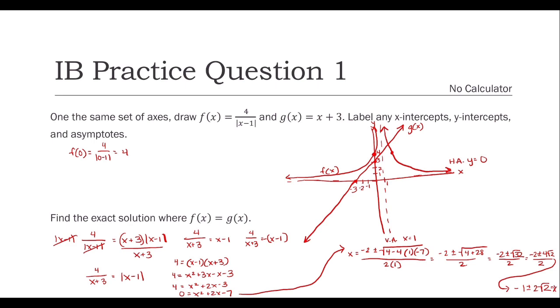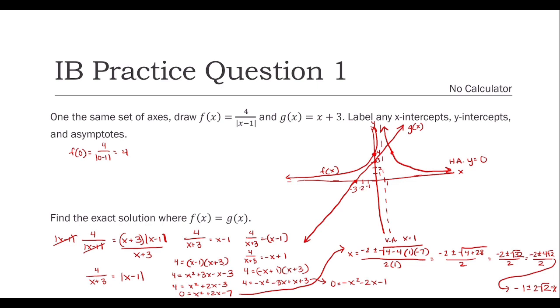Now for the second part, we have 4 over x plus 3 equals negative x plus 1. We'll multiply both sides by x plus 3. So 4 equals negative x plus 1 times x plus 3. That gives us that 4 equals negative x squared minus 3x plus x plus 3. We'll subtract 4 from both sides and combine like terms.